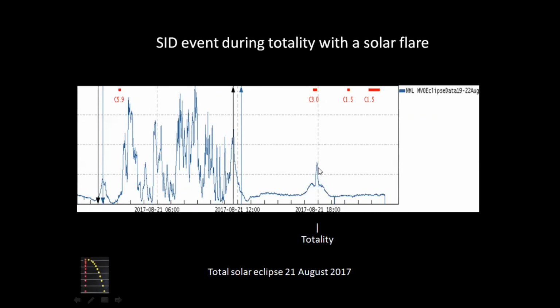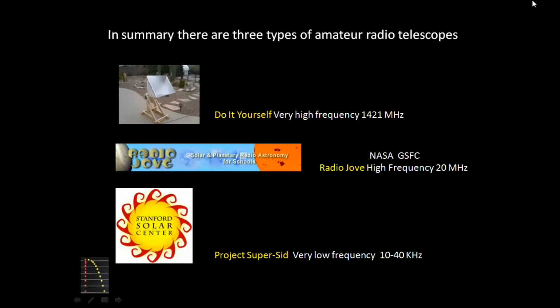So in summary, the three types of amateur radio telescopes that you can do yourself to some degree: the very high frequency, 1.4 gigahertz, okay? The NASA Radio Jove experiment at 20 megahertz, and the very low frequency at 10 to 40 kilohertz. But this one, for a facility where you want people to see what's going on, is probably the best, and the one that will give you consistent results. This one will as well, but you have to wait a while to see the information pile up. This one, the very high frequency one, you can measure Doppler effect.